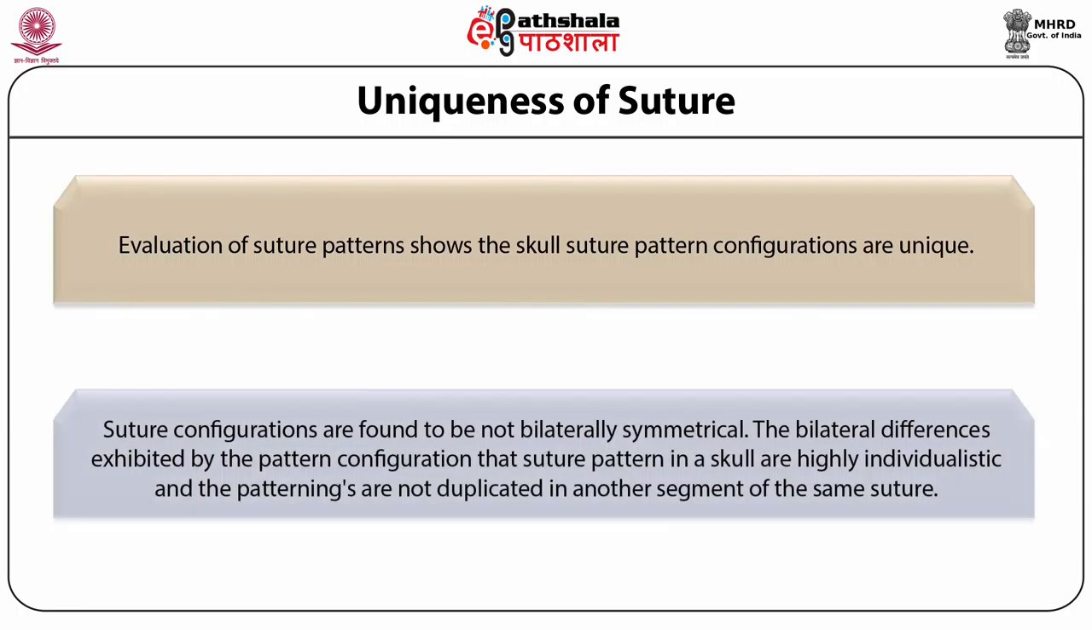Suture configurations are found to be not bilaterally symmetrical. The bilateral differences exhibited by the pattern configuration show that the suture pattern in a skull is highly individualistic, and patternings are not duplicated in other segments of the same suture.